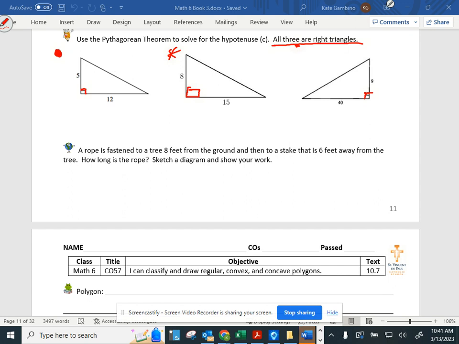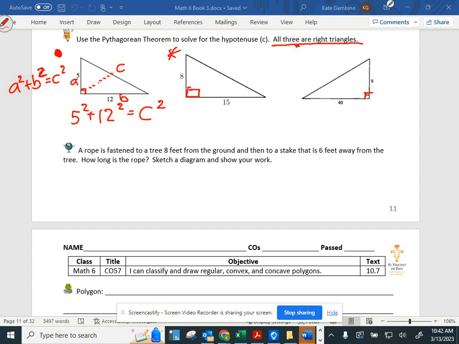I need my formula, A squared plus B squared equals C squared. So first thing I have to do is find my A and my B. So then C has to be the one that's directly across from the right angle. So I'm going to say A squared plus B squared equals C squared.